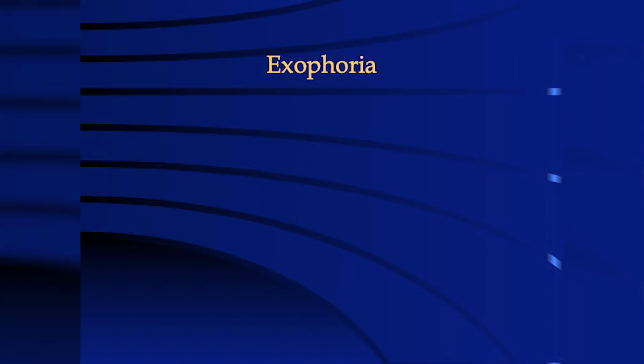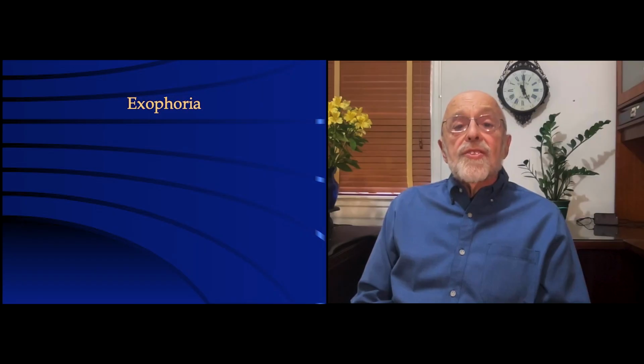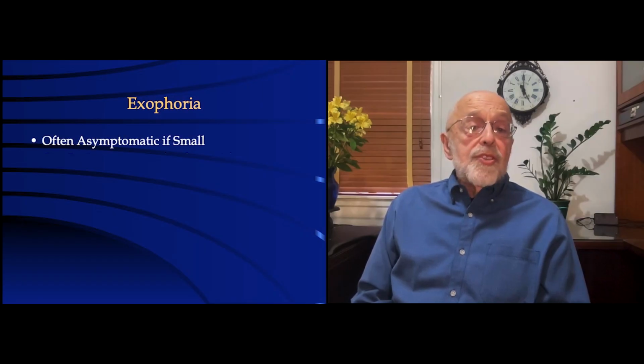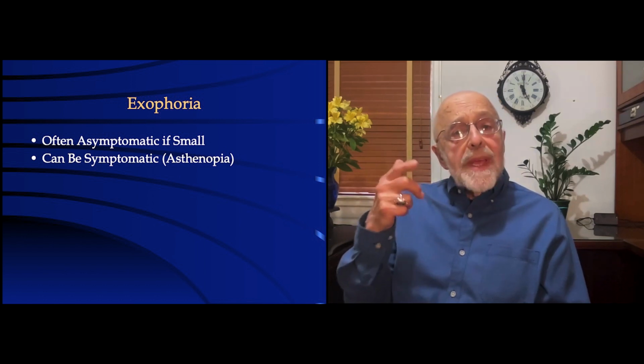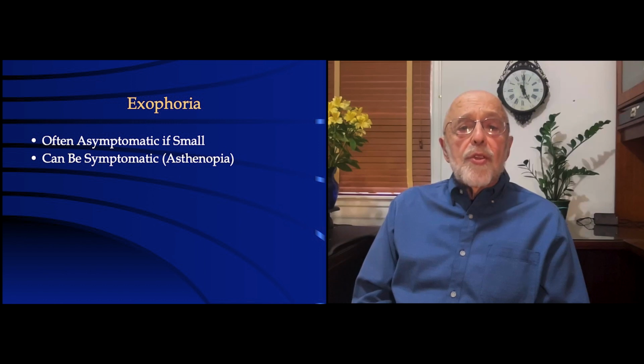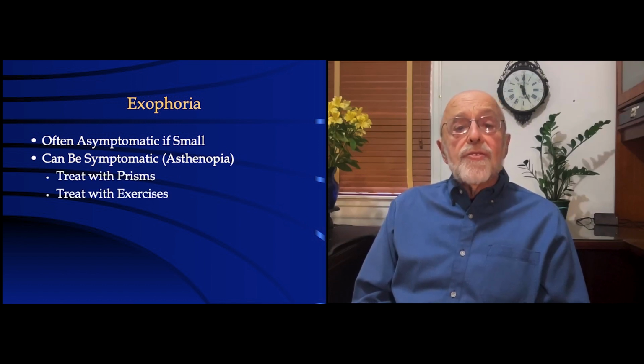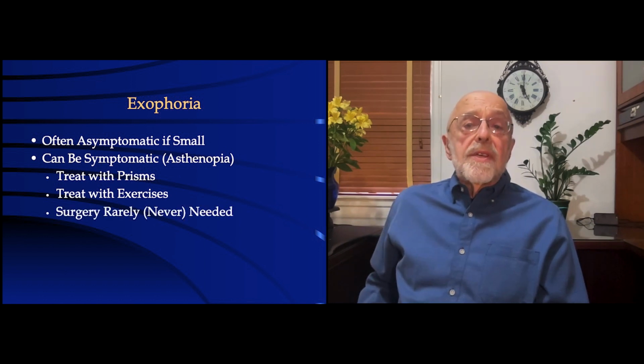So let's start with an exophoria. By definition, it's always latent. If it's asymptomatic and it's small, you can perhaps not treat it at all. But they can be symptomatic, and the symptoms usually take the form of asthenopia, perhaps related to the patient cranking in accommodative effort to control the deviation. They can be treated with prisms, they can be treated with exercises, but in my experience, surgery is rarely, if never, needed for an exophoria.